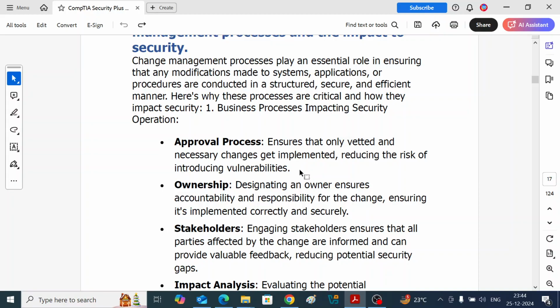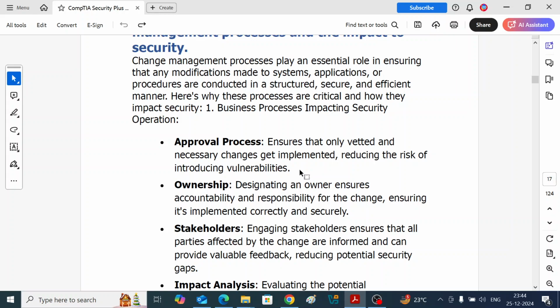So if we are changing something, going from application X to application Y, we also need to make sure that this change is taking place without introducing new vulnerabilities in the system, which may end up being very costly for the organization. So the approval process is pretty important.